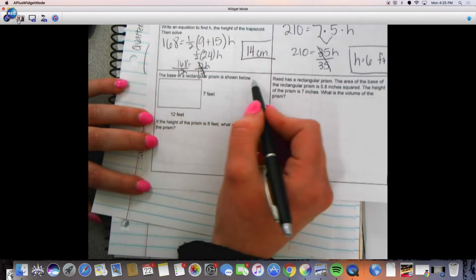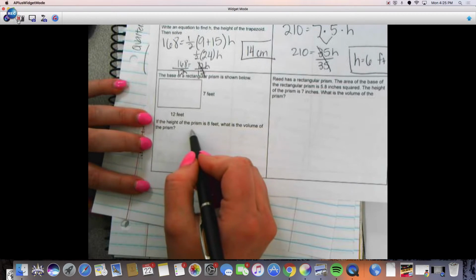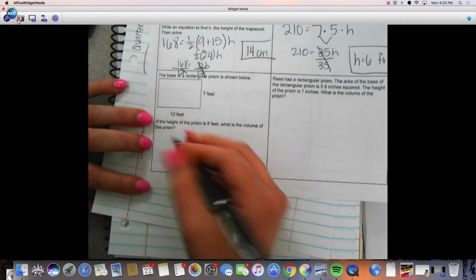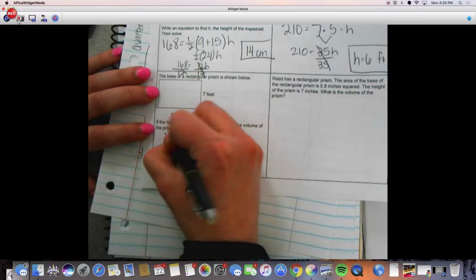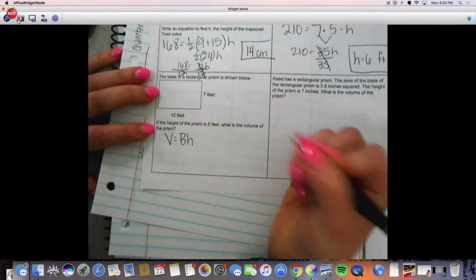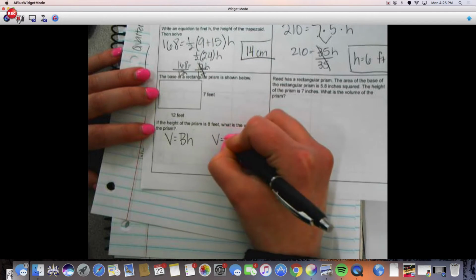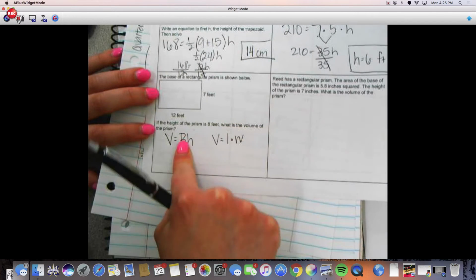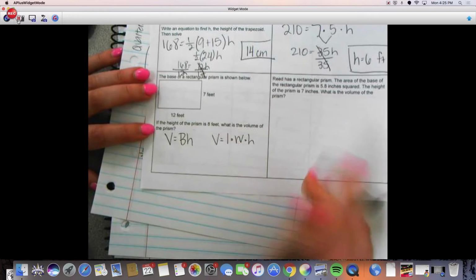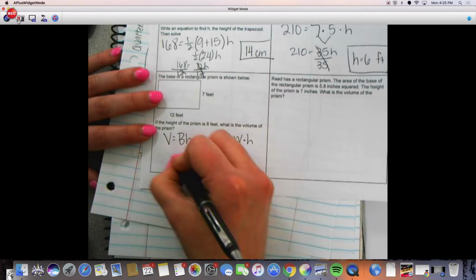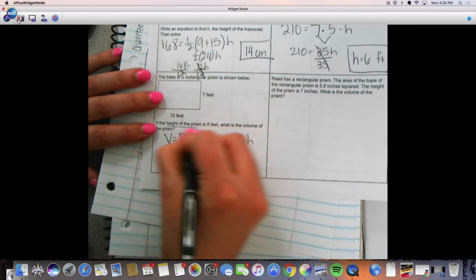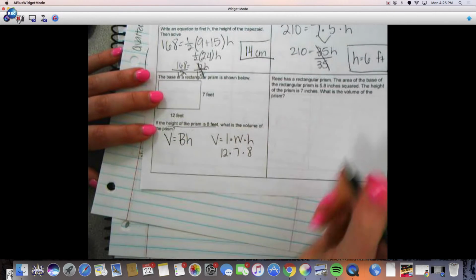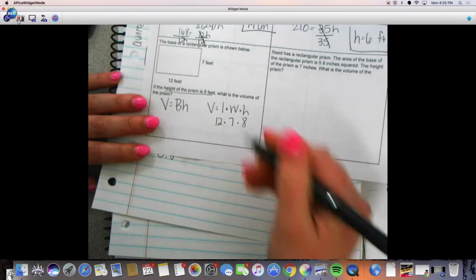All right, the last one we're going to do together, the base of the rectangular prism is shown. The height of the prism is 8 feet. What is the volume? So they didn't draw it as a prism, but they still are going to use the same formula. Volume equals base times height, which is really volume equals length times width to get that capital B times height. So I just have to do 12 times 7, and they tell you the height is 8, times 8 to get my answer.